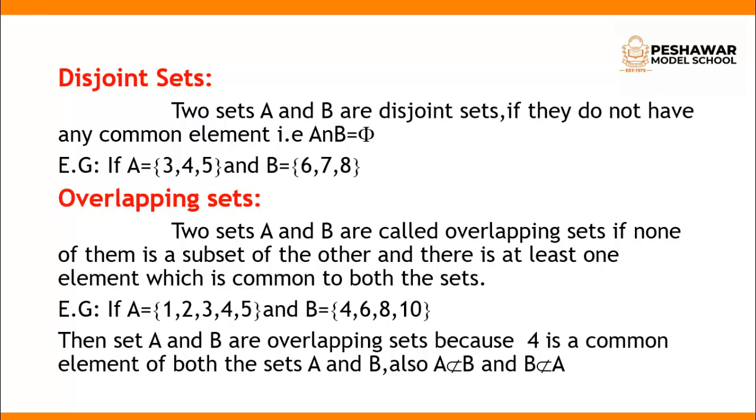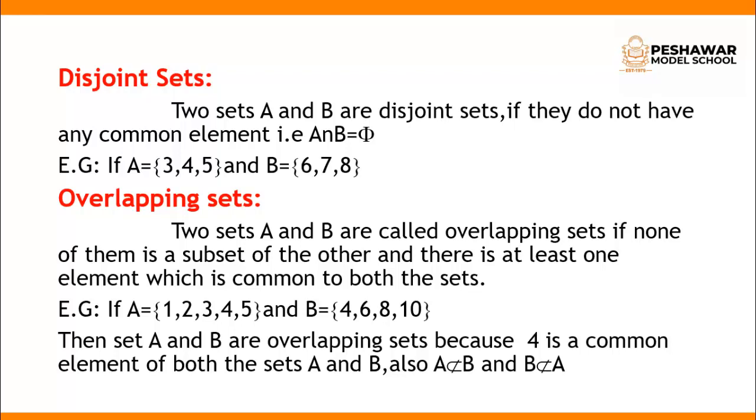Let us consider this example. If A is equal to {3, 4, 5} and B is equal to {6, 7, 8}, then my dear students, you have seen that in both these sets, set A and set B, no single element is common. It means A intersection B is the empty set, and these sets are called disjoint sets. Disjoint sets mean they do not have any common element.